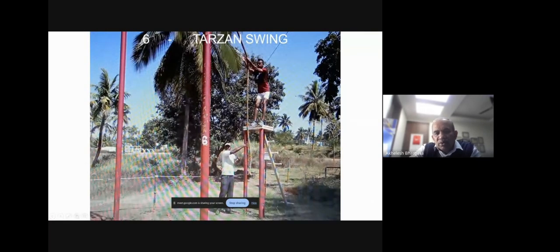The sixth is the Tarzan swing. Now, here is one where you have to climb up a ramp, then you will be handed over the rope by the soldier. You are supposed to hold the rope as high as possible. This person is doing it, and then take a swing. This structure which is there, painted red, where number 6 is written, it is called gallows.